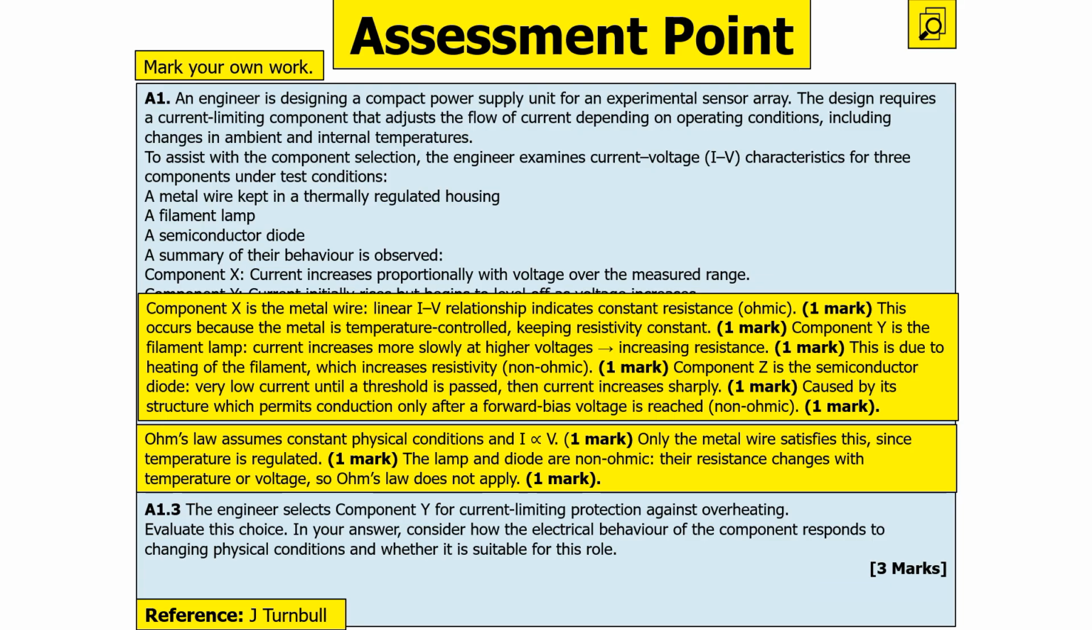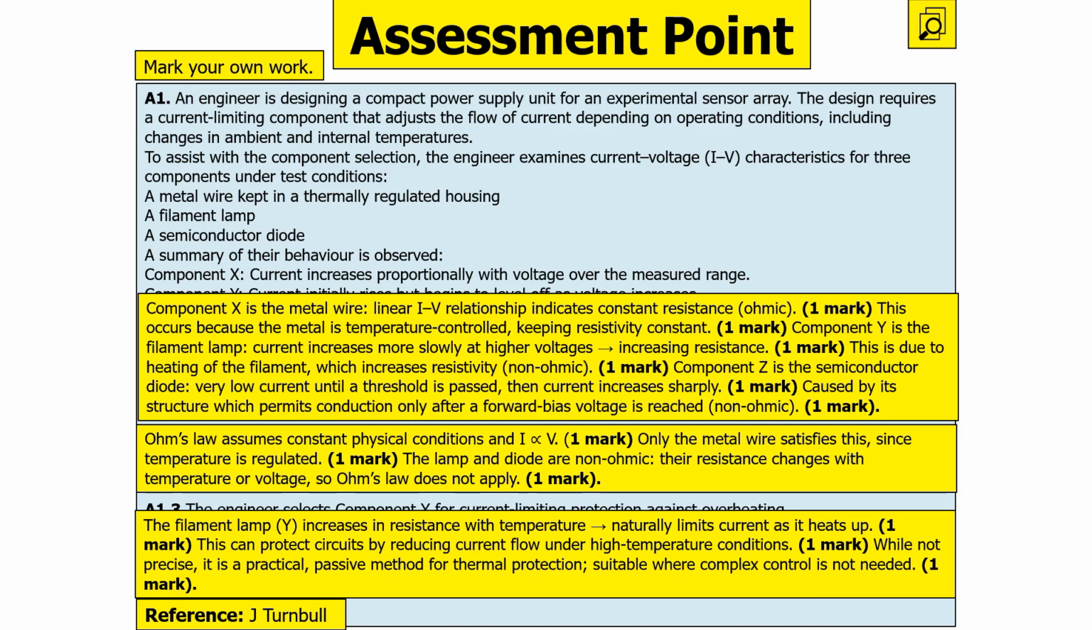Now, finally, the filament lamp, which is component Y, increases in resistance with temperature, so it naturally will limit the current as it heats up because the resistance is increasing. So this can protect the circuit by reducing the current flow under the high temperature conditions. Whilst it's not particularly precise or accurate, it is practical and it's a good passive method for protection, so it's suitable where you don't need a complex control system.